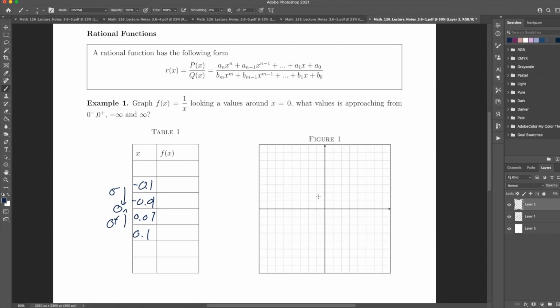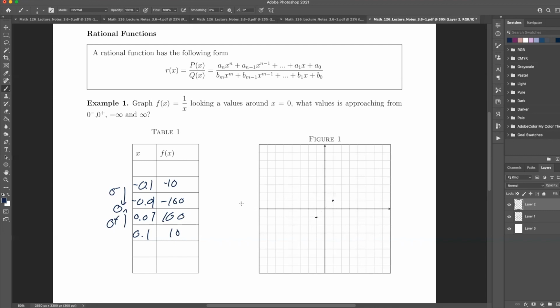So we're looking at 0. At 0, this is undefined, but as we get close, what are those numbers? So here, if I have 0.1, 1 divided by 0.1 is 10. 1 divided by 0.01 is 100. 1 divided by negative 0.1 is minus 10. And 1 divided by negative 0.01 is minus 100. All right. So here, we already know at 1 it's 1.